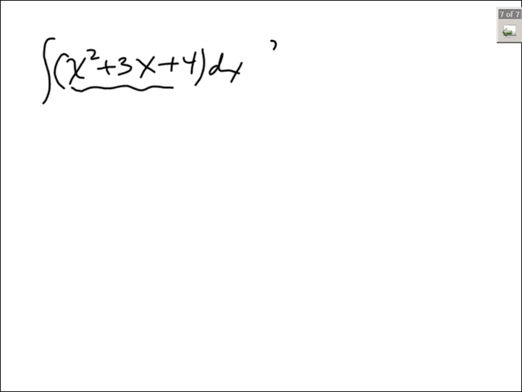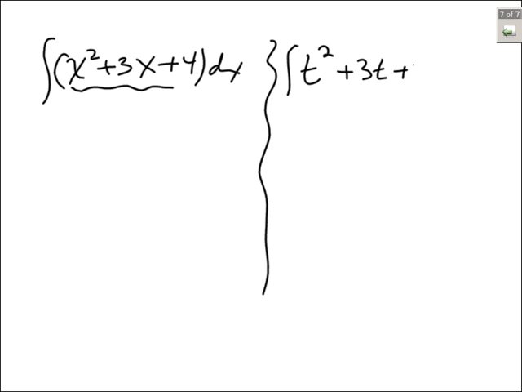Okay, the letters don't matter. Somebody asks you what the integral of x squared plus 3x plus 4 is. Since this is in terms of x, it should say dx. Or somebody asks you what the antiderivative of t squared plus 3t plus 4 is. Since this is in terms of t, it will say dt.